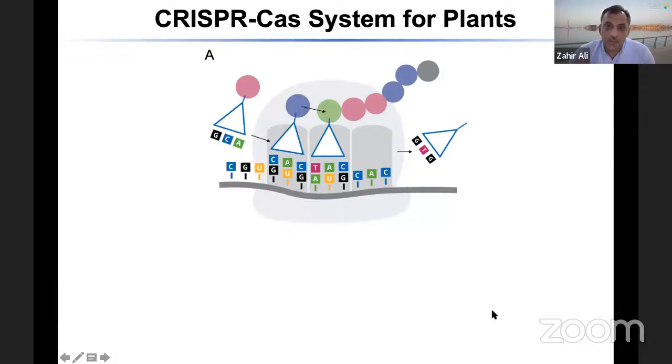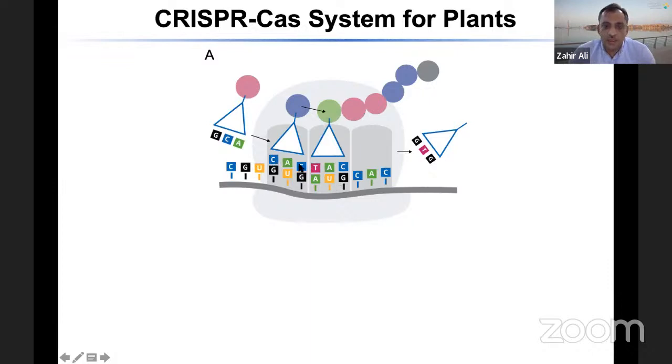Then what are the basic requirements for the CRISPR-Cas system for plants? The first thing: CRISPR-Cas is a bacterial system, a prokaryotic system, and it cannot be expressed as it is because it's normally a very big protein. Nowadays, some small proteins have been discovered in the CRISPR-Cas system, but normally they are big proteins. And such big proteins from a prokaryotic system are not able to be expressed in the plant system or in the eukaryote.